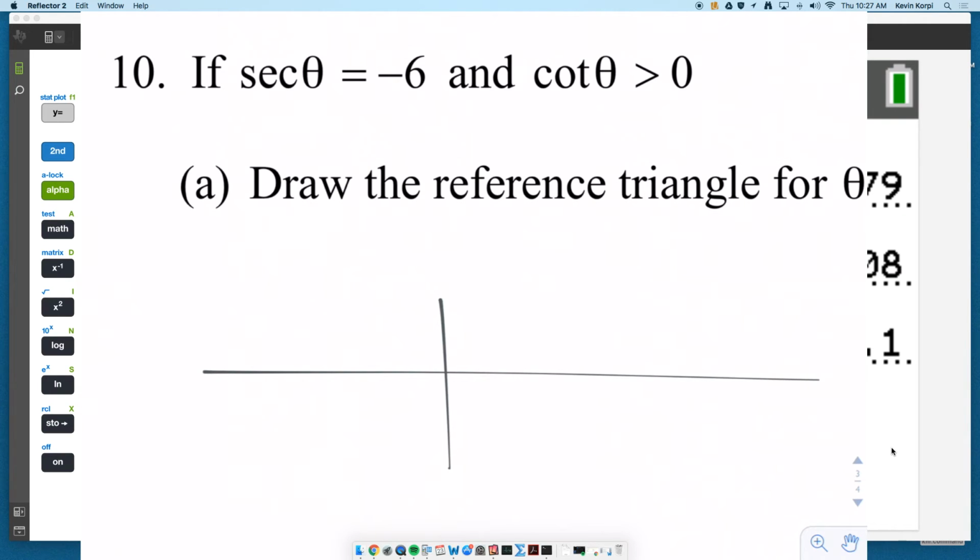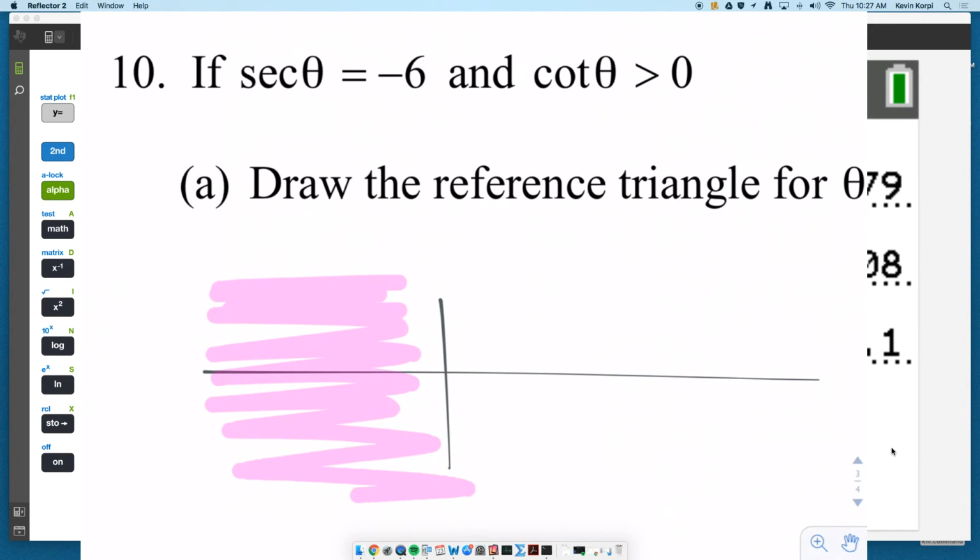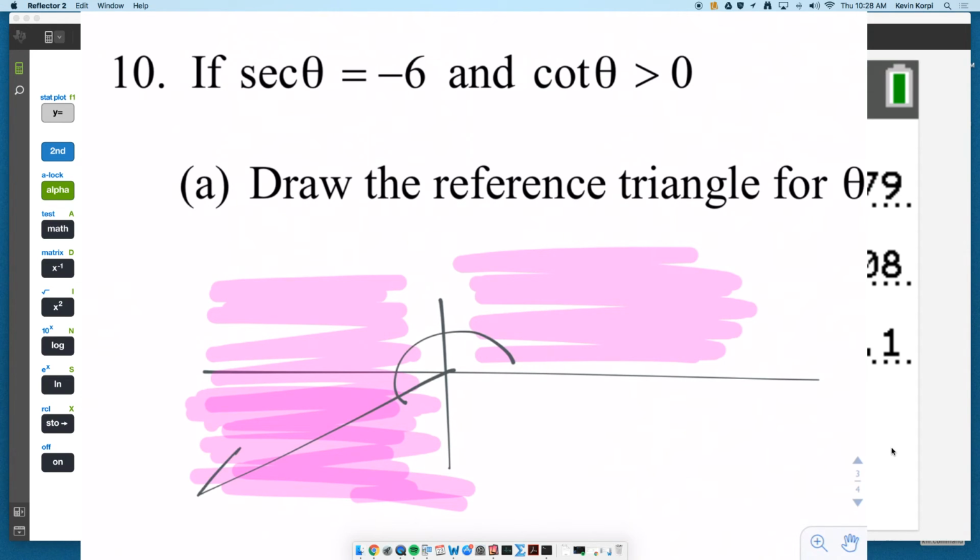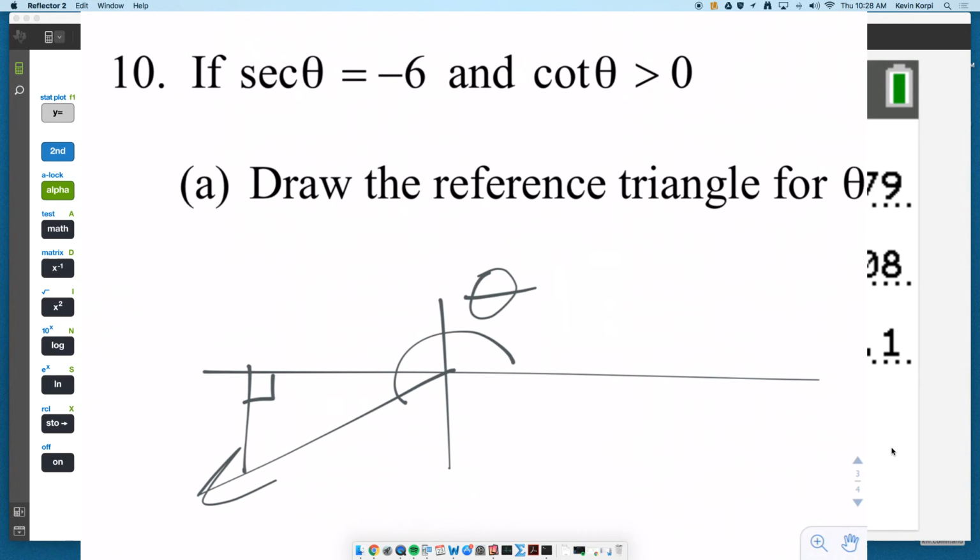So secant is negative when x is negative, which is quadrants 2 and 3. And cotangent is positive when x and y are the same sign, which is quadrant 1 and quadrant 3. So the overlapping quadrant is 3. So the angle lives in quadrant 3. And then you had to draw the triangle. So there it is. So that was the first part. Get it in the right quadrant.